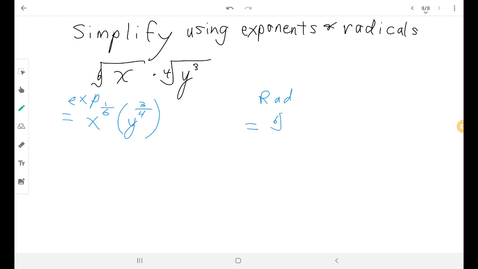You've got the 6th root of x times the 4th root of y. Now maybe you could put the parentheses there and put the cube there instead, but there's not a whole lot left to do with this.